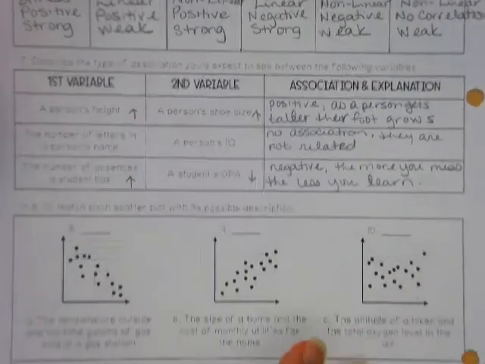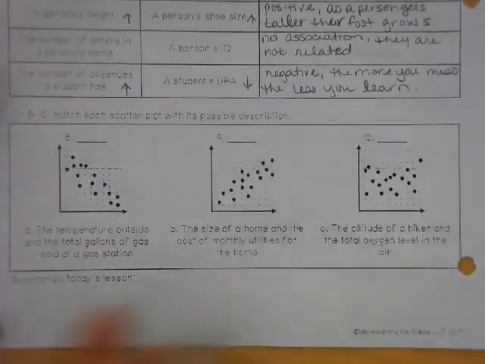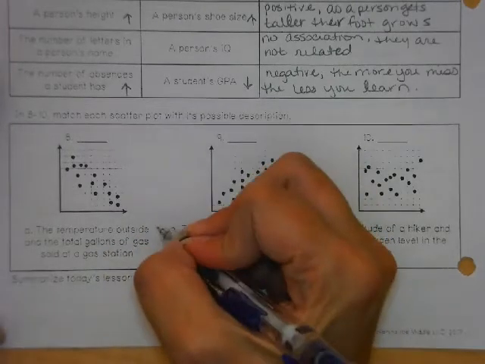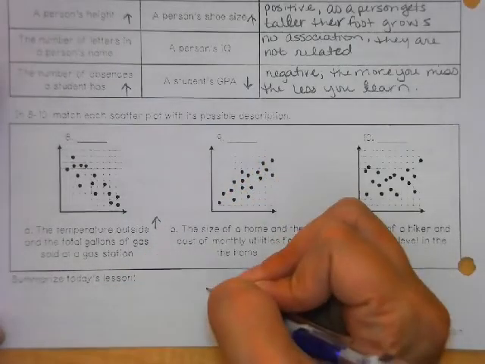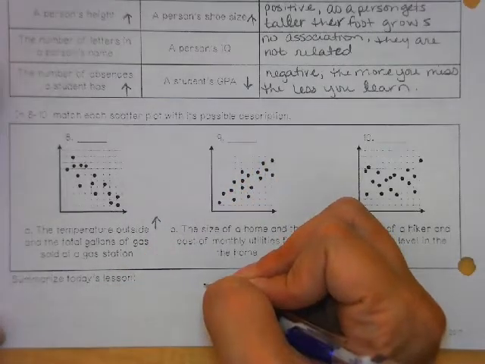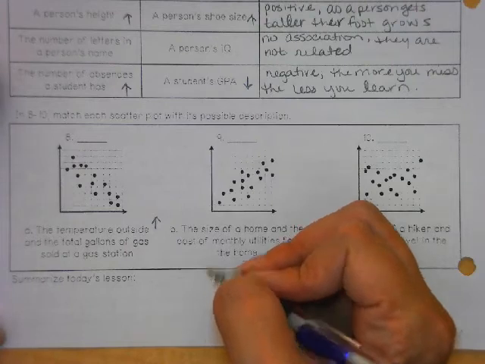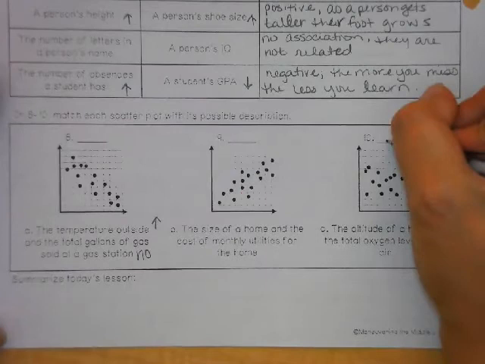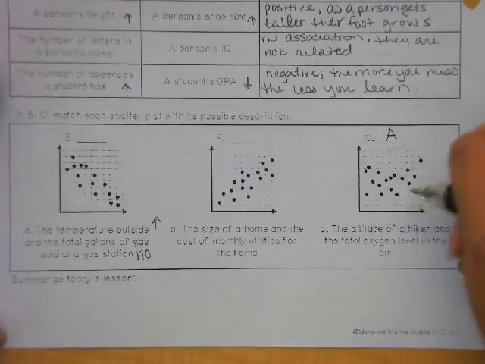And then this is a matching. So let's see how we do here. The temperature outside and the total gallons of gas sold at the gas station. The size of a home and the cost of the monthly utilities. And the altitude of a hiker and the total oxygen. Okay, well, if the temperature goes up outside, does that mean that gasoline is being sold a lot? No, this is a no association. So this is going to be letter A on 10 because you can see it's all over the place.